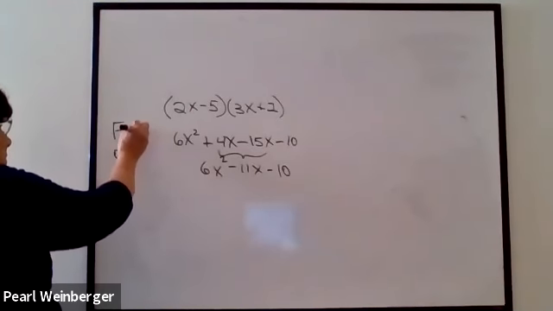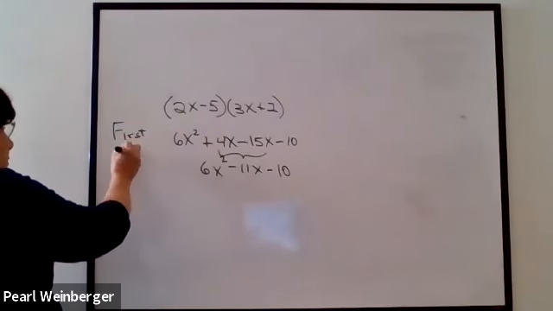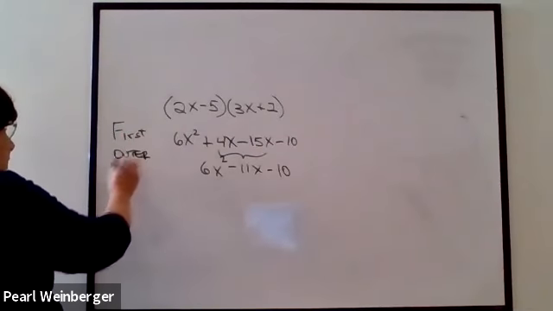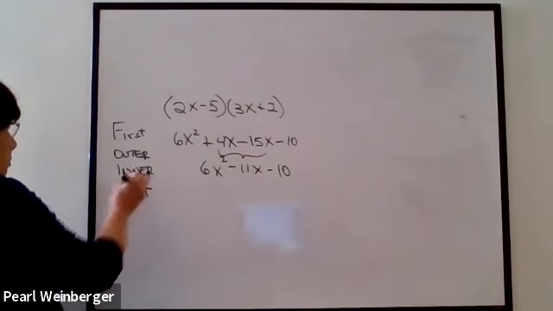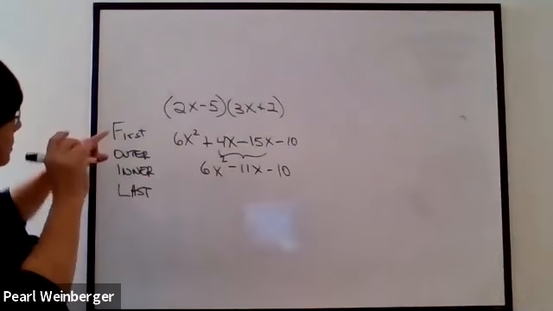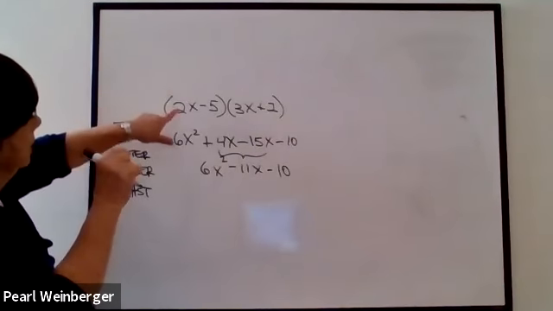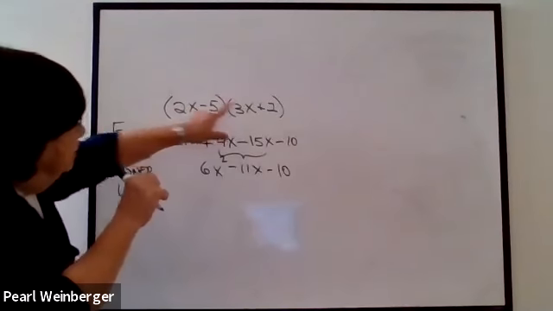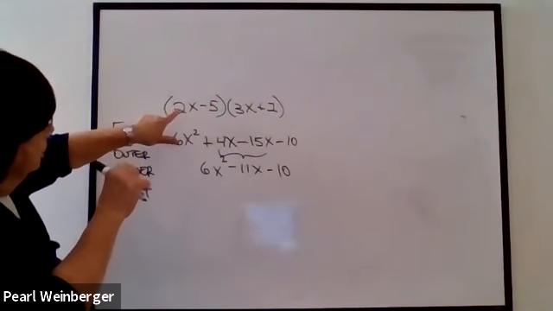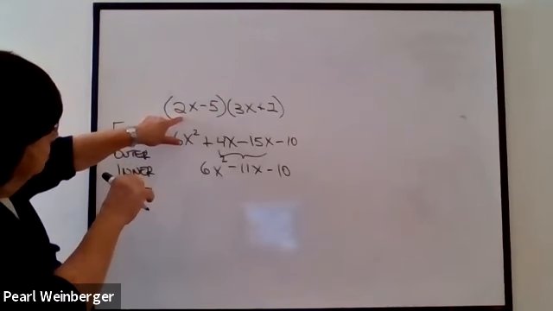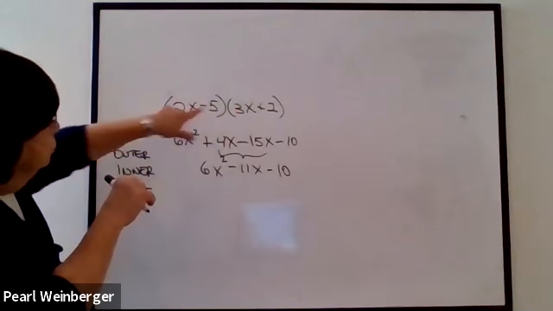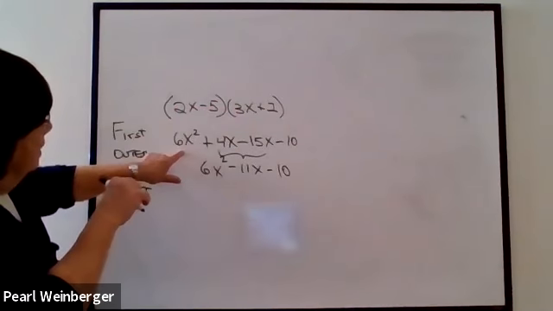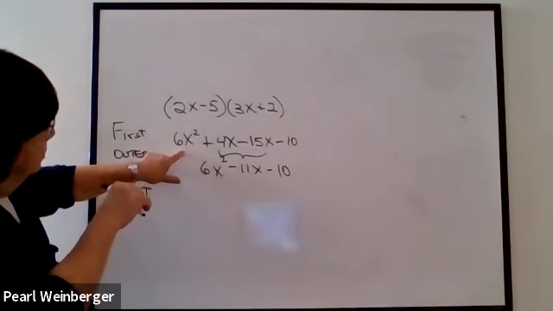First, outer, inner, last. What are we doing? What is FOIL telling us? First, we multiply the two first terms in the expressions. The 2x is the first in the first parentheses, the 3x is the first in the second. So we multiply the 2x times the 3x, and that gives me my 6x squared.